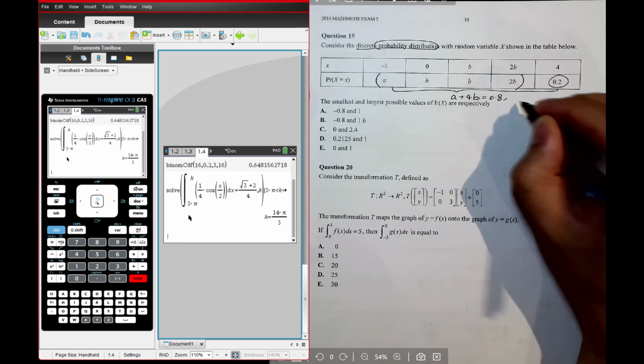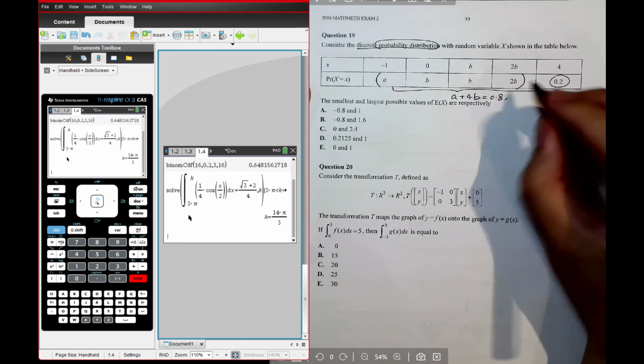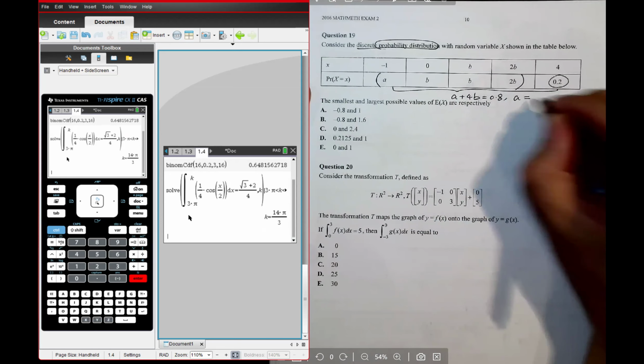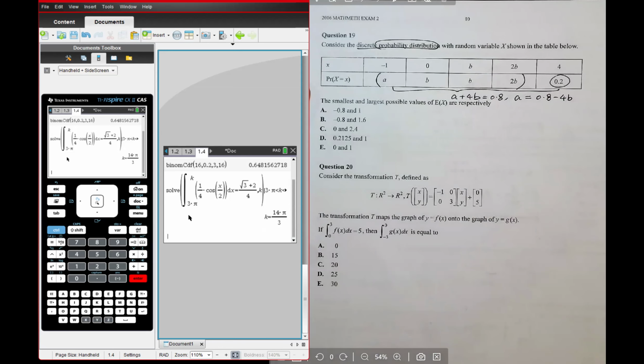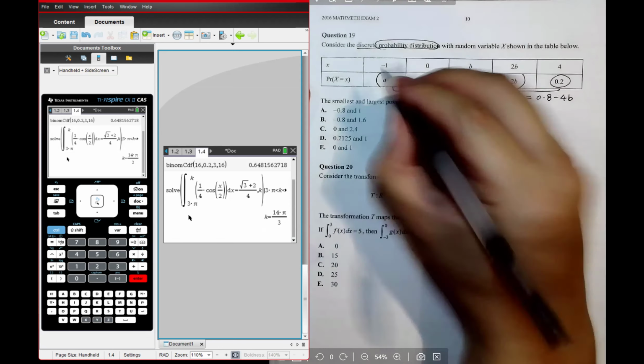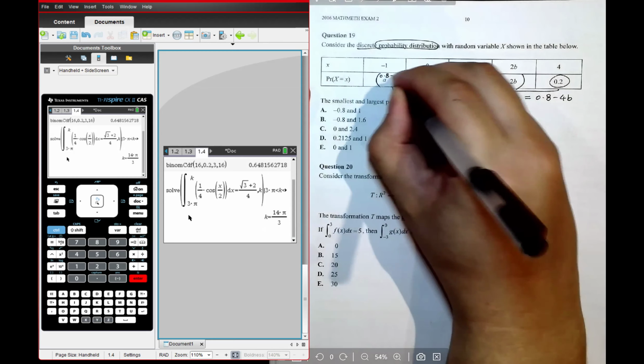And therefore, you could say, all right, A equals 0.8 minus 4B, okay? That's the first thing. So we say this is 0.8 minus 4B.